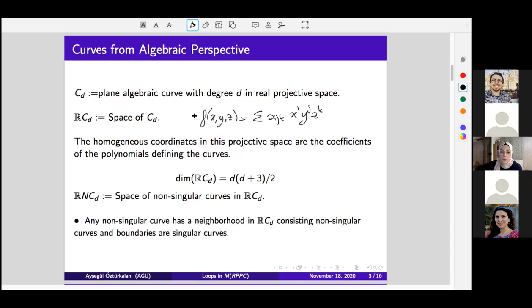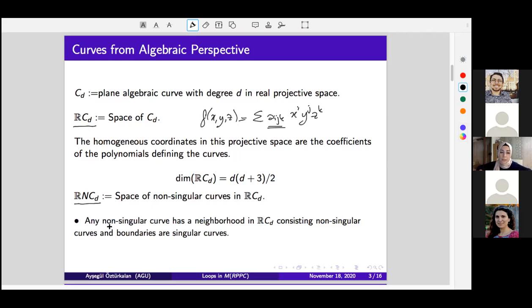For fixed degree d, the space of all these curves with the same degree, let us call it RC_d. Since it has homogeneous coordinates in projective space, the number of coefficients is d times (d plus 3) over 2, which will give us the dimension of that space. And let us call R_nC_d the space of non-singular curves in that space. It will contain just the non-singular ones.